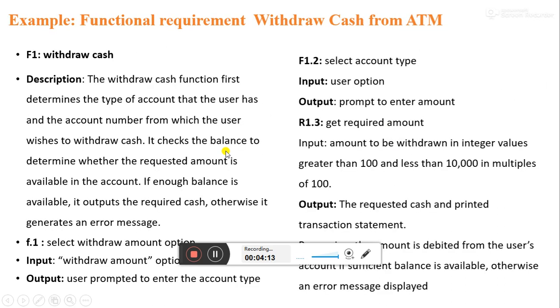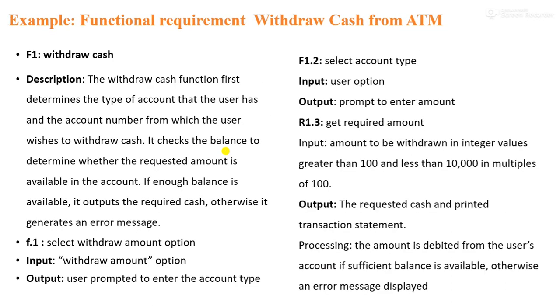This is a small example of a functional requirement: withdrawal of cash from an ATM. It is very simple. I would like you to please read these functional requirements and try to understand how they actually work. So this is all for today's lecture.